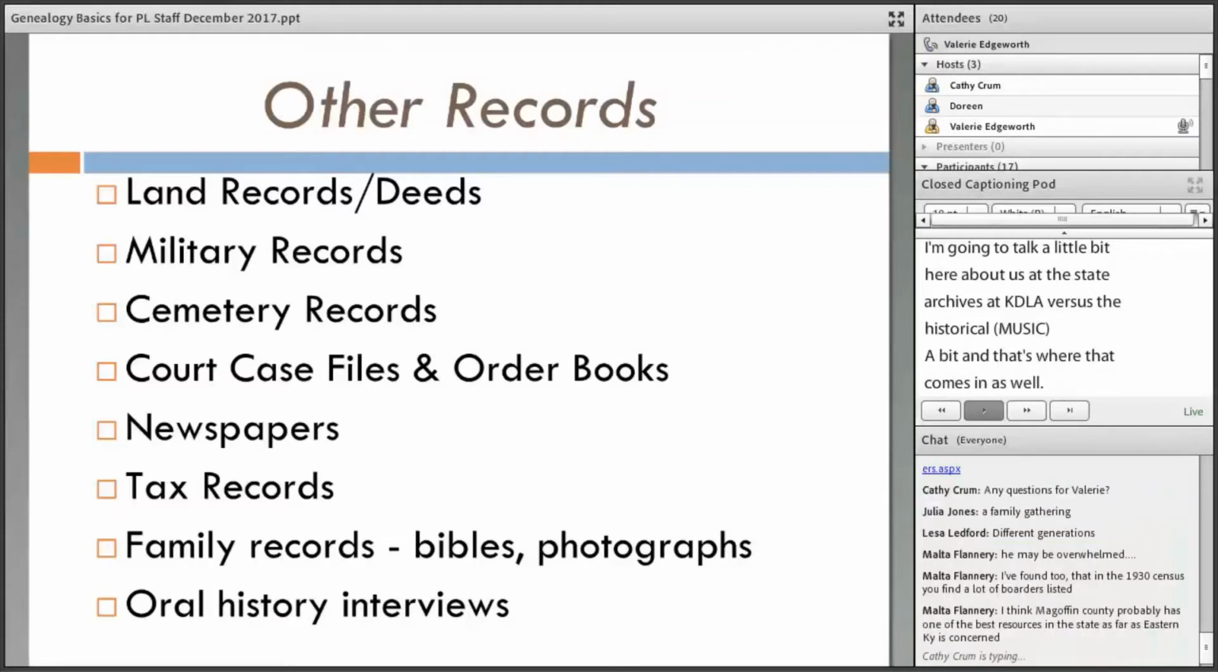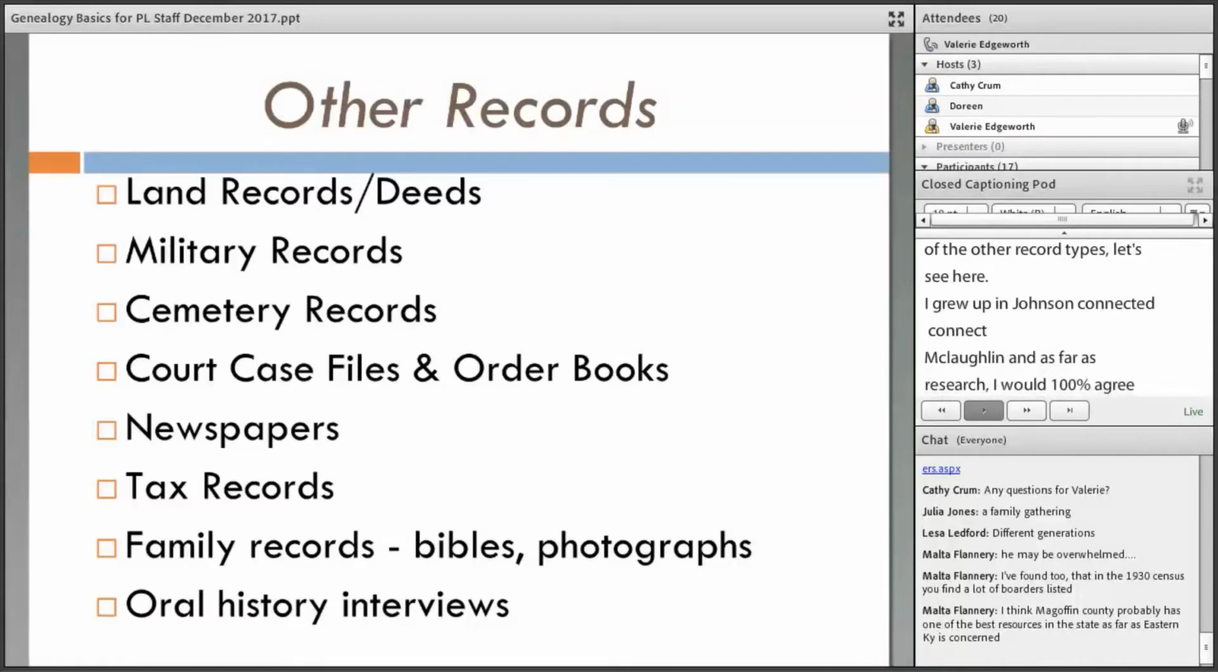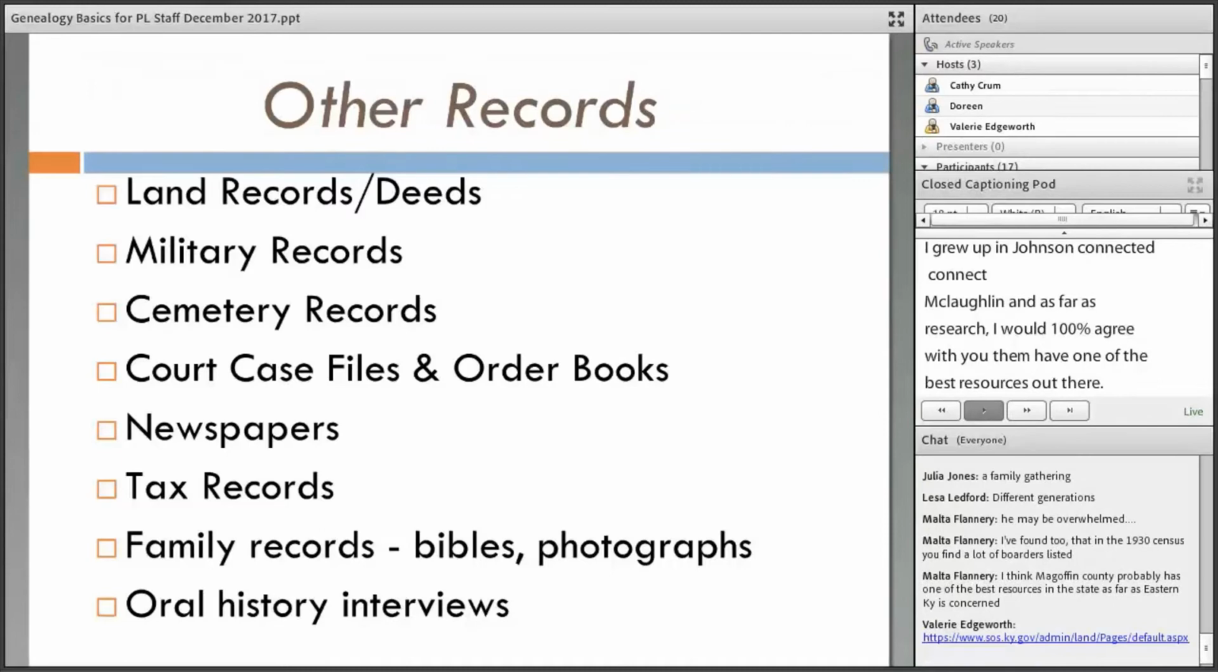Okay, moving right along into looking at some other record types. Malta, yes, I agree right there with you. I grew up in Johnson County, actually, so right connected there to McGoffin County. And as far as Eastern Kentucky research, I would 100% agree with you. They have one of the best resources out there for Eastern Kentucky research.